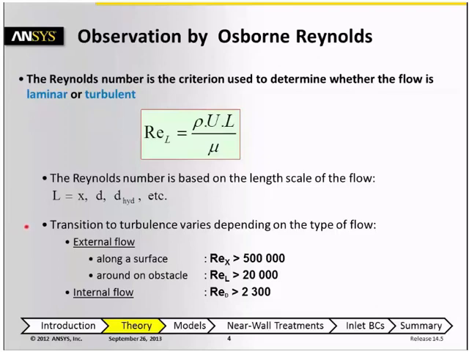The value of the Reynolds number at which the transition from laminar flow to turbulent flow takes place is different depending on the kind of flow. In external flows, for flow over a surface, transition occurs at a Reynolds number of 500,000. For flow around an obstacle, at a Reynolds number of 20,000. And for internal flows, when the Reynolds number based on the hydraulic diameter is greater than 2300, the flow becomes turbulent.